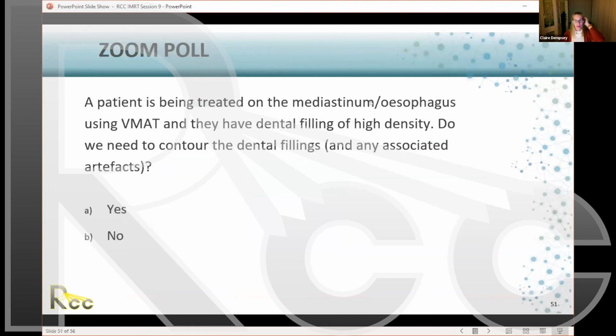So I've just got one more Zoom poll question for you. This is a simple 50-50 chance. So I'll stop sharing. If we can run that poll, please. Okay, so it's a simple yes/no question. So we've got a patient being treated on the mediastinum and esophagus. We're using VMAT, and they have dental fillings of a really high density. So do we need to contour those dental fillings and the artifacts for this particular patient?